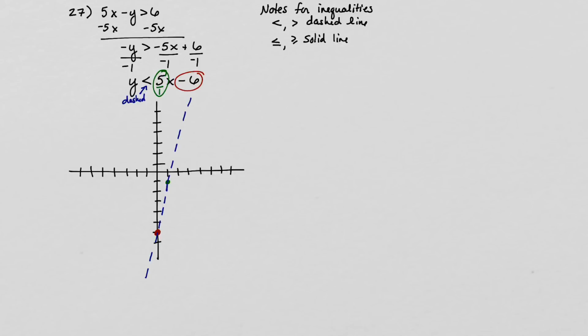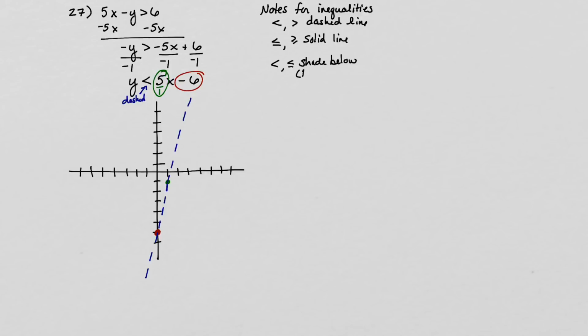Looks a little better. Not a lot, but as long as it kind of looks like a line, you're all right. Okay, the other thing we have to do is figure out whether you want to shade under the line or above the line. If you have a less than or equal to, you shade below.